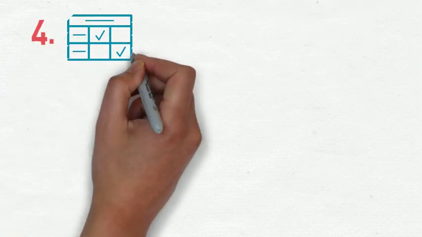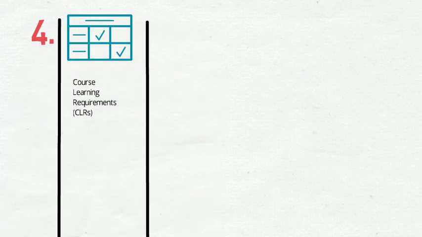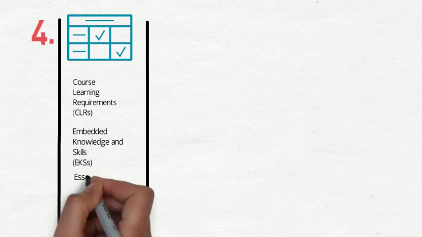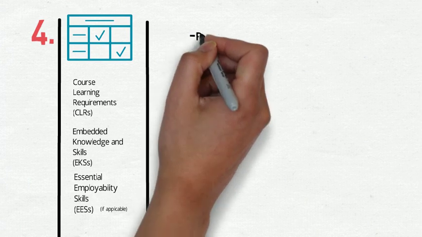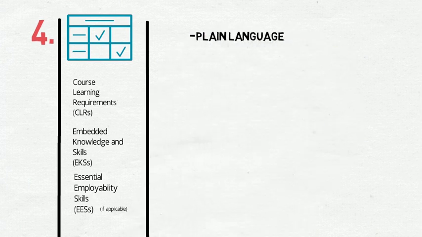4. Include clear rubrics and instructions to clarify expectation. Align rubric criteria to appropriate CLRs, embedded knowledge and skills, EKSs, and, if applicable, essential employability skills, EESs of your course. Eliminate unnecessary barriers. Use plain language when writing instructions for the assessments.